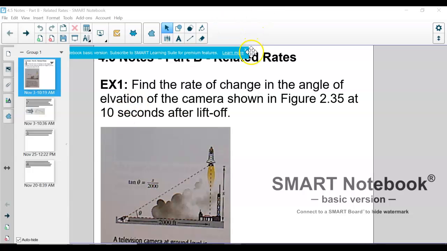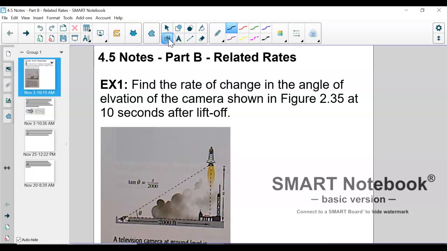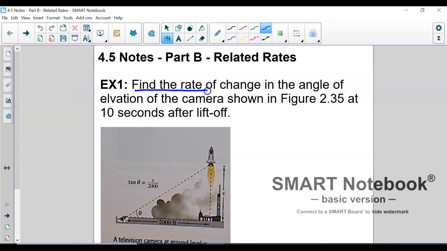Okay, for today's notes, we are going to look at a few more related rate problems, and then you'll have some to try on your own today. We're given this picture here, and it says to find the rate of change in the angle of elevation of the camera shown in the figure at 10 seconds after liftoff. So, what we're trying to find is the rate of change of the angle. You can see there in the picture that you have this angle theta right here. So we are looking for d theta dt.